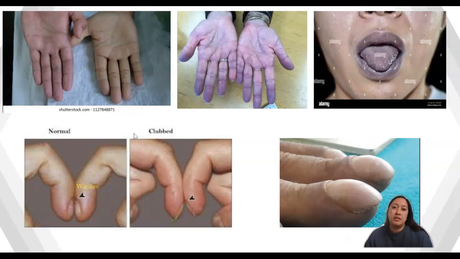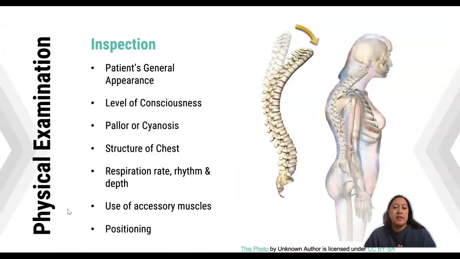So they are working on developing this book, and I have linked it in your resources if you want to go ahead and check that out, because we need to still be able to assess cyanosis in our individuals who have a skin other than this pale white skin. Okay, let's go back. So that is pallor or cyanosis.